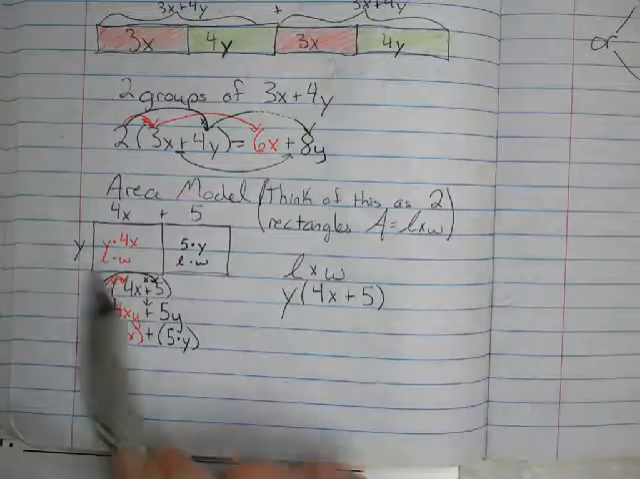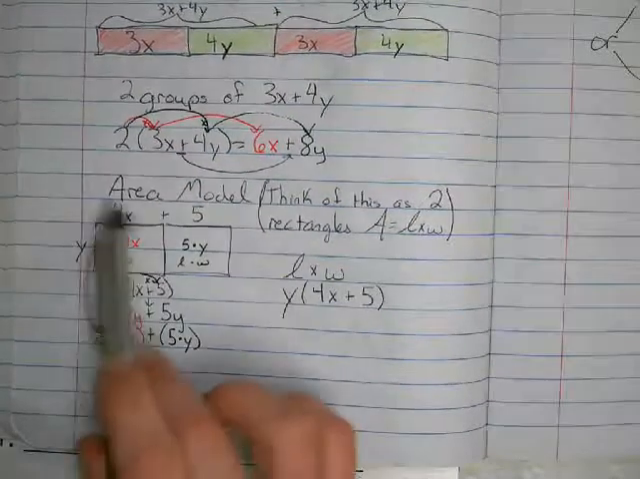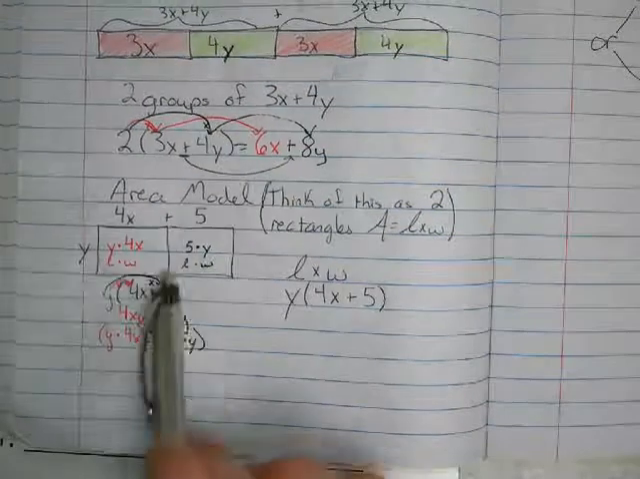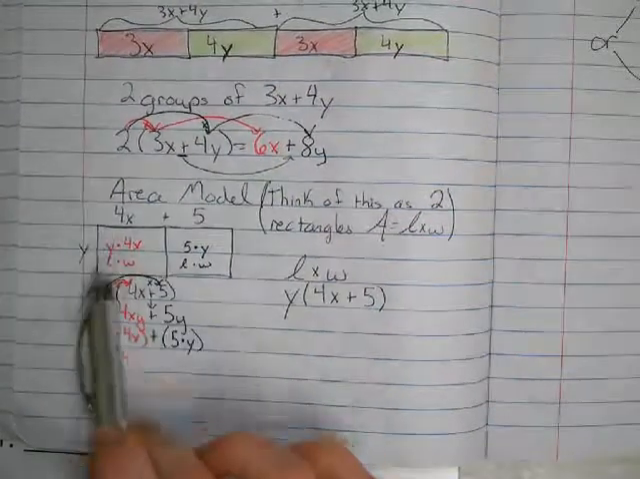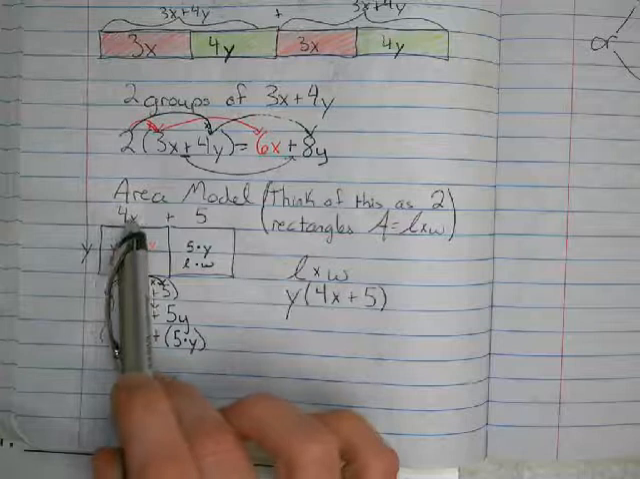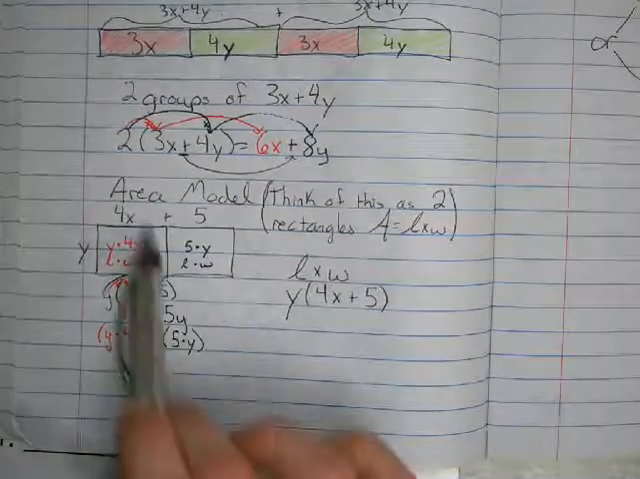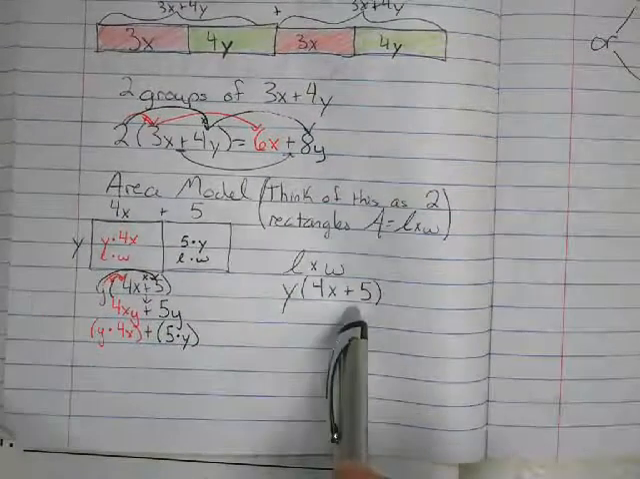Another way you can do this is with the area model. And the area model is we draw however many terms are in the parentheses. That's how many boxes we add. And so I have 2 boxes, and I put 4x over one plus 5 over the other one. And this is the expression that I did that with.